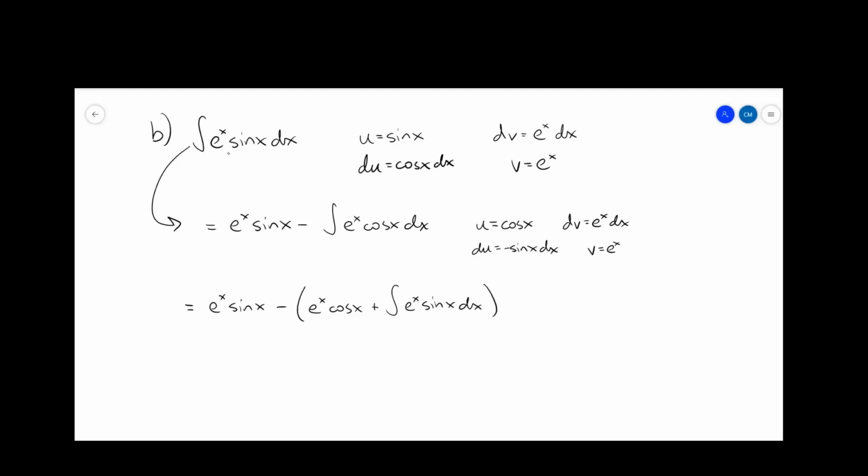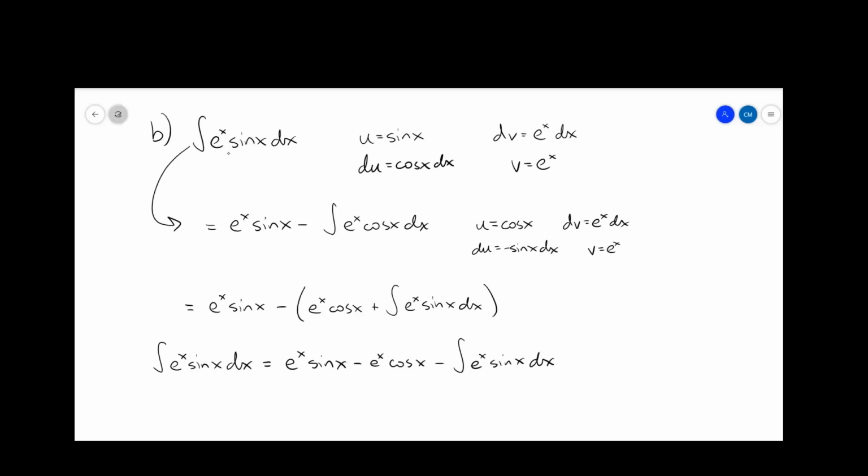Well, if you look at what we've got here, I'm going to go ahead and just rewrite everything we've got up to this point. We've got this e to the x sine x integral. We did the parts formula 2 times, and this is what we ended up with: e to the x sine x minus e to the x cosine x minus the integral of e to the x sine x. And that's where we are after doing the parts formula 2 times.